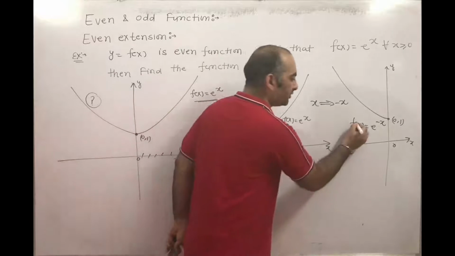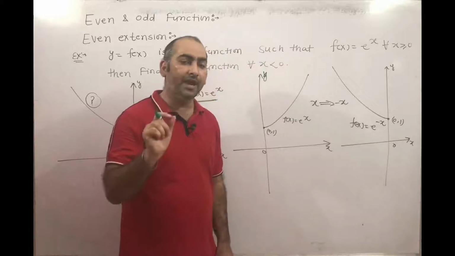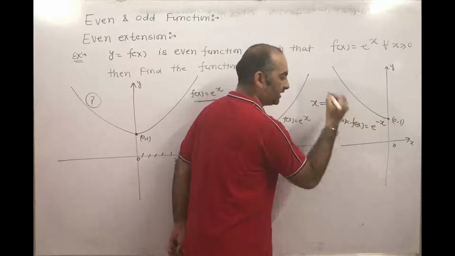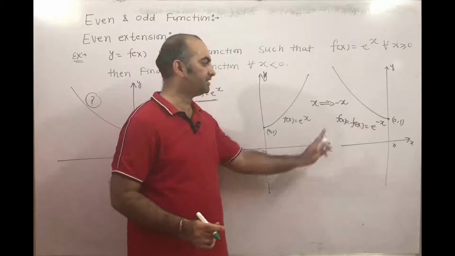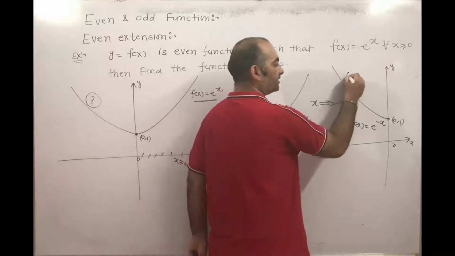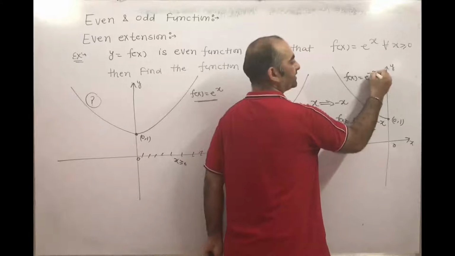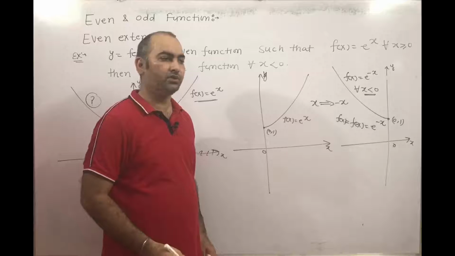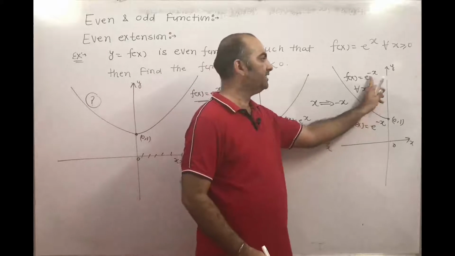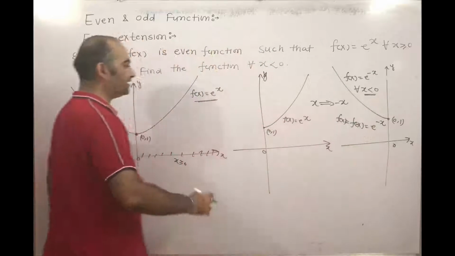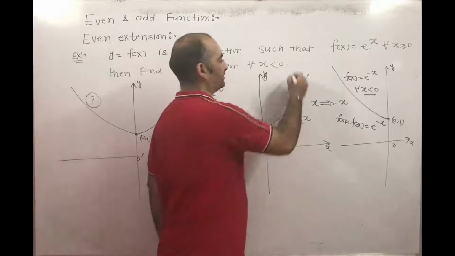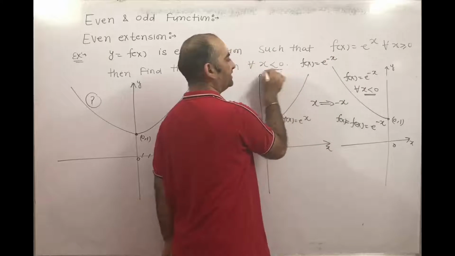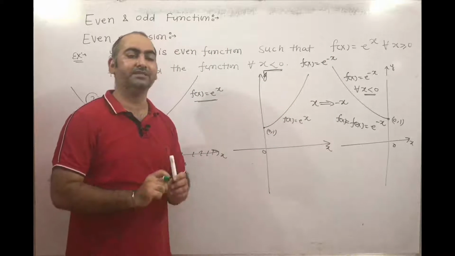So here also, if you put minus x, f of minus x is what? f(x), because f(x) is an even function. So here what is coming? f(x) equals e power minus x for all x less than 0. So we got the left hand side function: e power minus x. So what is the answer? f(x) equals e power minus x for x less than 0. Then we can say the function is an even function.